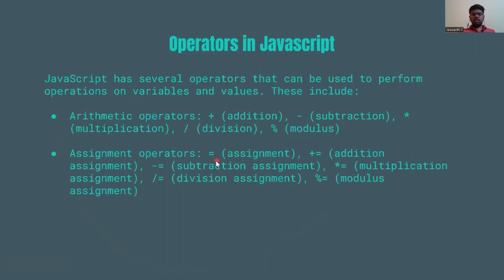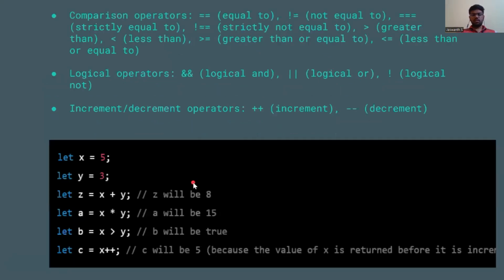Assignment operators: is equal to, and addition assignment, x is equal to x plus 1. Instead of using that, you will use x plus is equal to 1. Stuff like that is subtraction, multiplication. You can change the values with that.